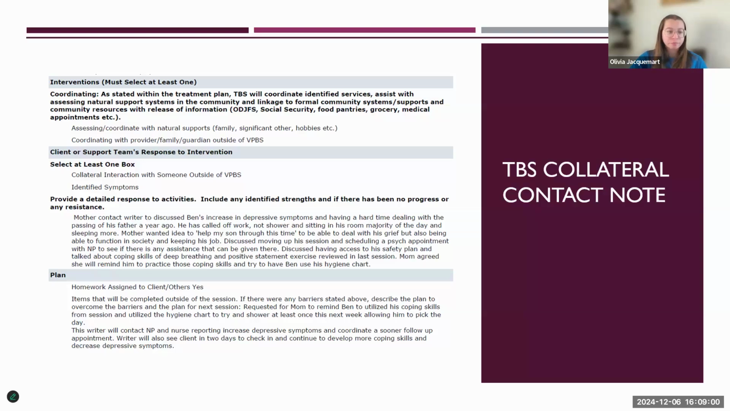Mom agreed she will remind him to practice those coping skills and try to have Ben use his hygiene chart. And then there is the plan, that follow-up. So the items that will be requested or will be done outside of the session. So requested for mom to remind Ben to utilize his coping skills from session and utilize the hygiene chart to try and shower at least once this next week, allowing him to pick the day. This writer will contact the nurse practitioner and nurse reporting increased depressive symptoms and coordinate a sooner follow-up appointment. Writer will also see client in 2 days to check in and continue to develop more coping skills and decrease depressive symptoms.